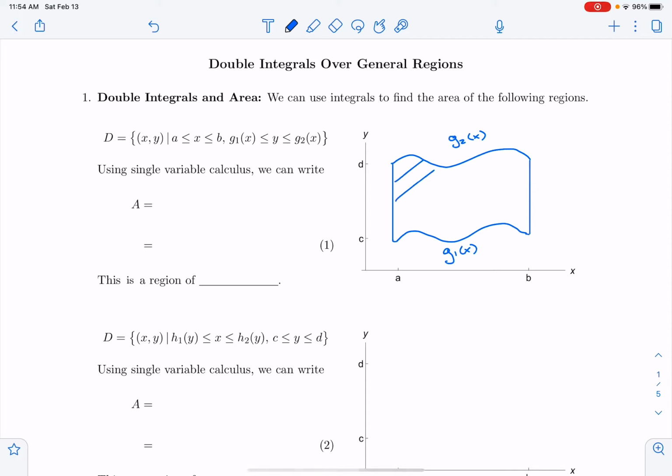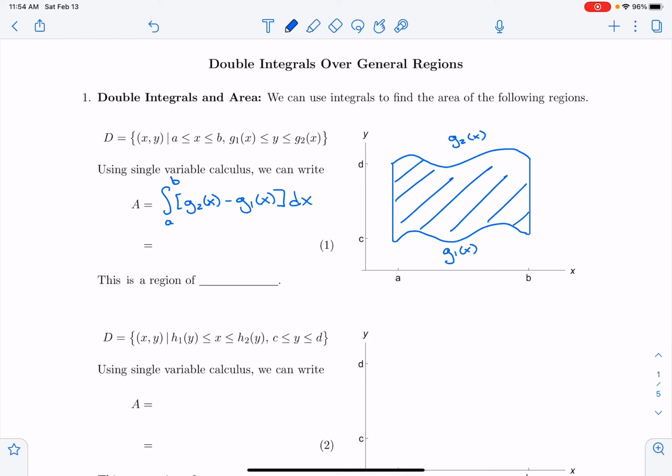And then the question becomes, how do we find the area of this region? Well, from single variable calculus, we can recall that this is the integral from a to b of g2 of x minus g1 of x. It is the area between those two curves, g2 of x and g1 of x, from a to b.